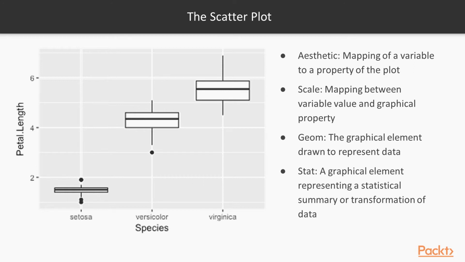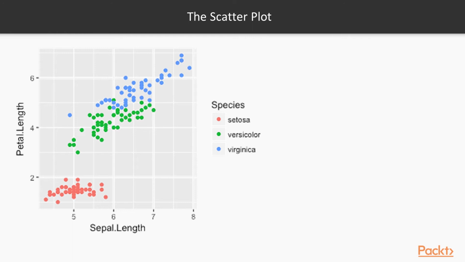ggplot2 also provides a set of graphical elements closely related to geoms called stats. Stats represent statistical summaries or transformations of the data. For example, this box plot shows the median, first and third quartiles, range, and outliers for values of petal length within each species. These statistical properties are expressed through a box plot geom that draws lines, boxes, and points. Aesthetics, scales, geoms, and stats control how individual data points are drawn in a plot.